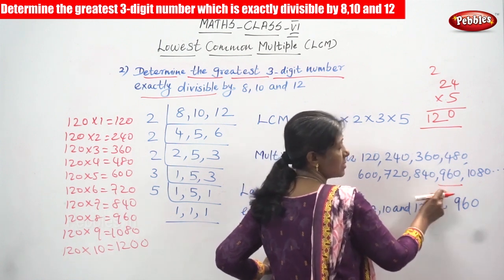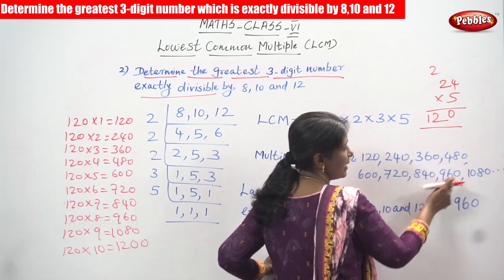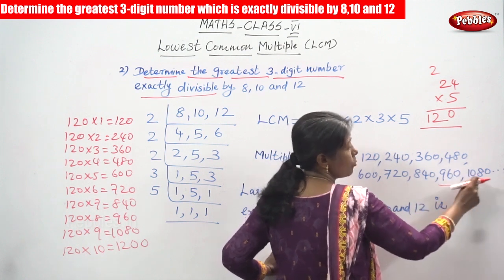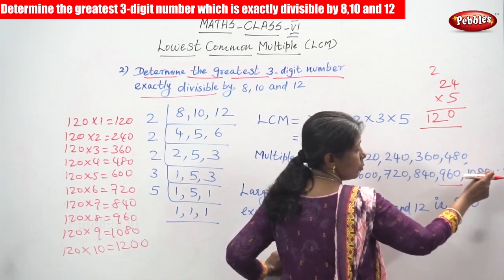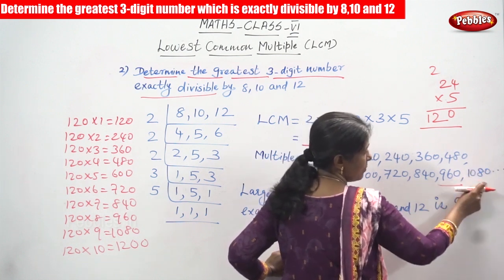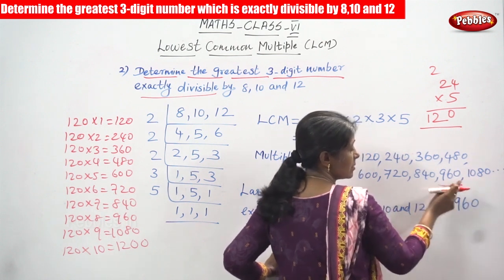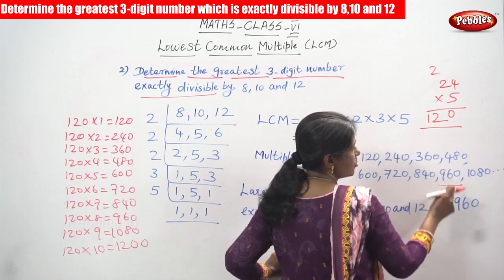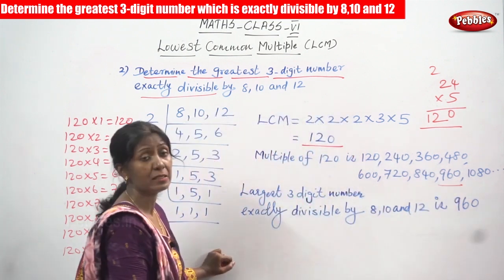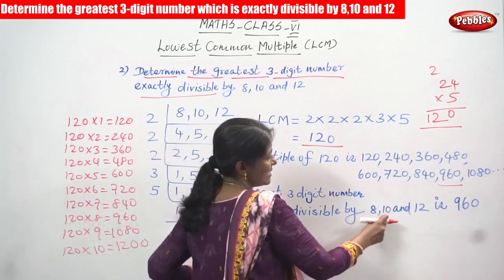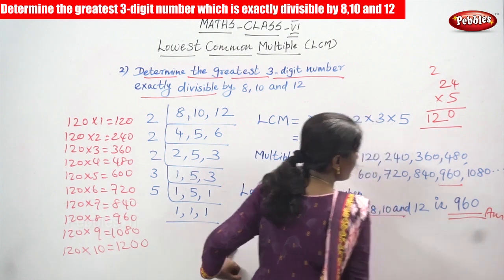This is the largest 3-digit number: 1, 2, 3. After that, the 4-digit numbers start. That is 1080. Then 1, 2, 3, 4 - this is a 4-digit number, that is 1, 10, 100, 1000. This is 960, which is the only 3-digit number. The largest 3-digit number exactly divisible by 8, 10 and 12 is nothing but 960. 960 is the right answer for the question.